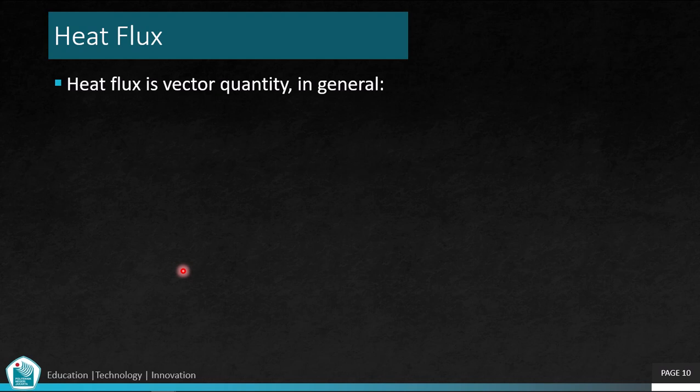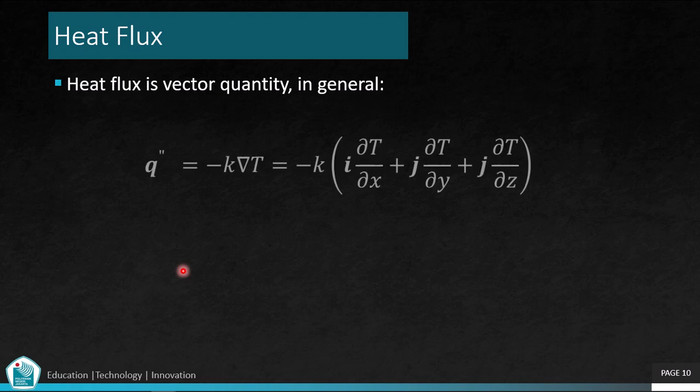Then in general, we can write the Fourier law in terms of this equation. Wow, what is this? Please don't be amazed. This is minus k, where k is the thermal conductivity, and this upside down triangle is called the del operator or nabla. Del T is called the gradient.